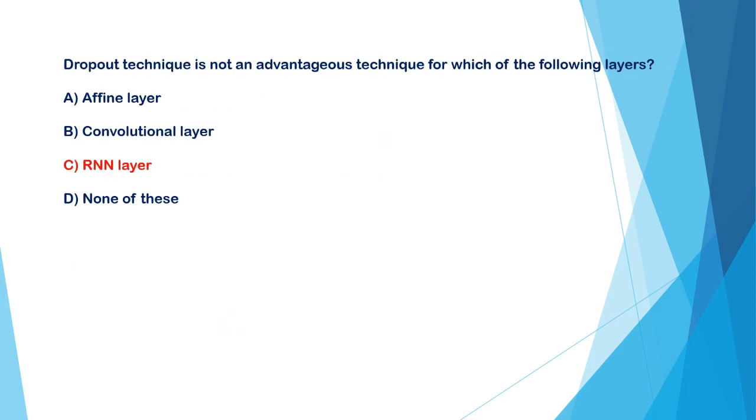Dropout technique is not an advantageous technique for which of the following layers? A. Affine layer, B. Convolutional layer, C. RNN layer, D. None of these. And the correct option is C.